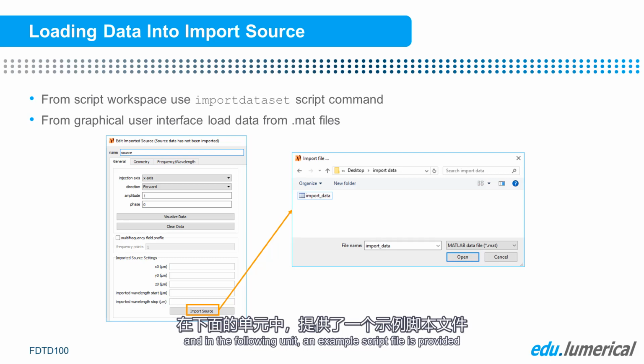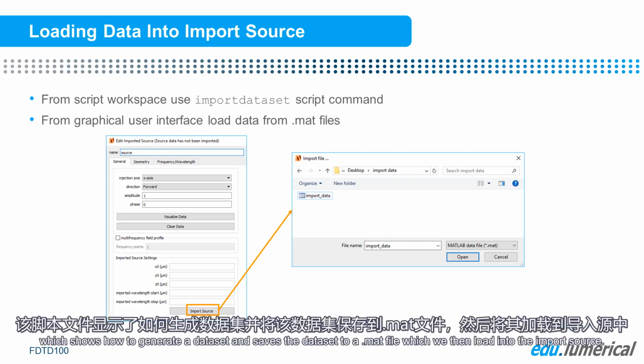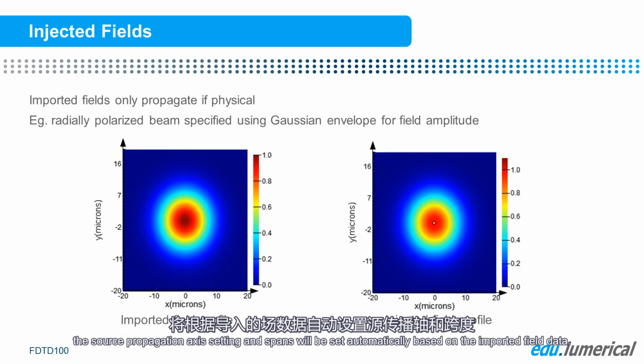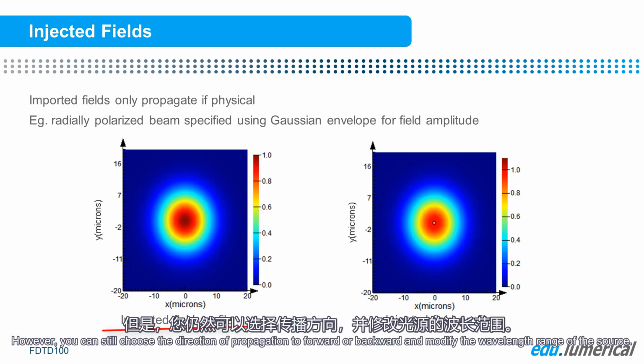In the following unit, an example script file is provided which will show how to generate a dataset and save the dataset to a .mat file, which we can then load into the import source. Once the data has been imported, the source propagation axis setting and spans will be set automatically based on the imported field data. However, you can still choose the direction of propagation to forward or backward and modify the wavelength range of the source.